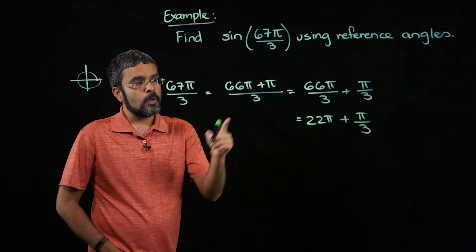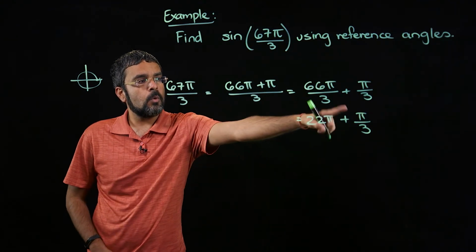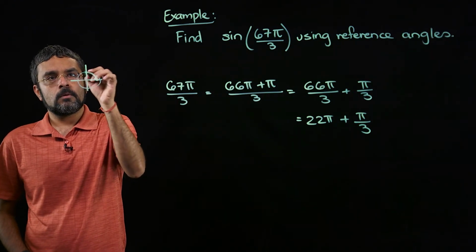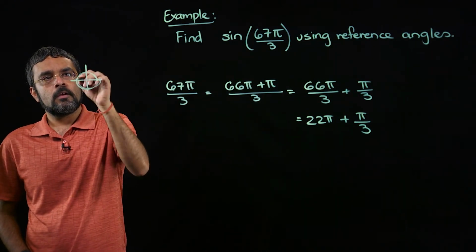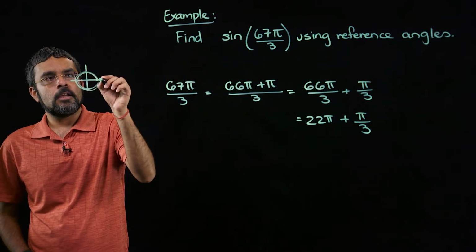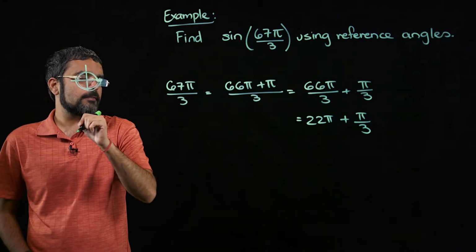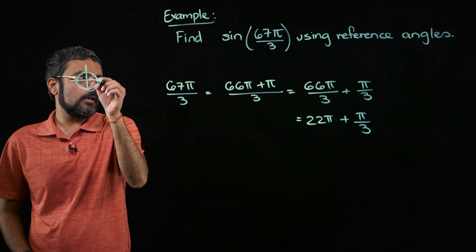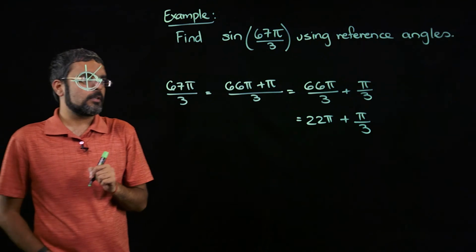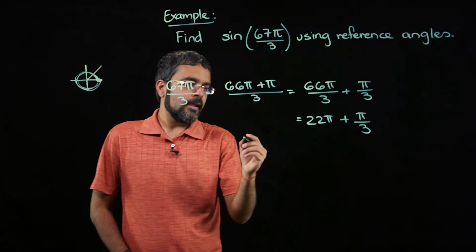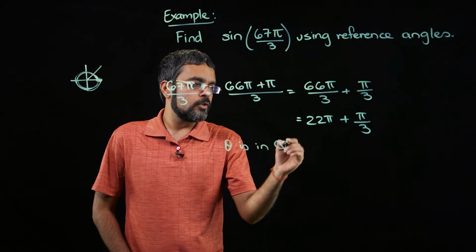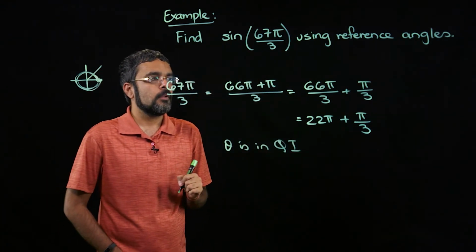Okay, 22 pi. What quadrant does my angle fall in? So let's look here again. 0, this is 2 pi, 3 pi, 4 pi, 5 pi, 6 pi. If you look at it, all my even pi's are falling here. So 22 pi is going to be here, and then plus pi over 3 will put it up in the first quadrant. So my angle is in the first quadrant. Theta is in quadrant 1.